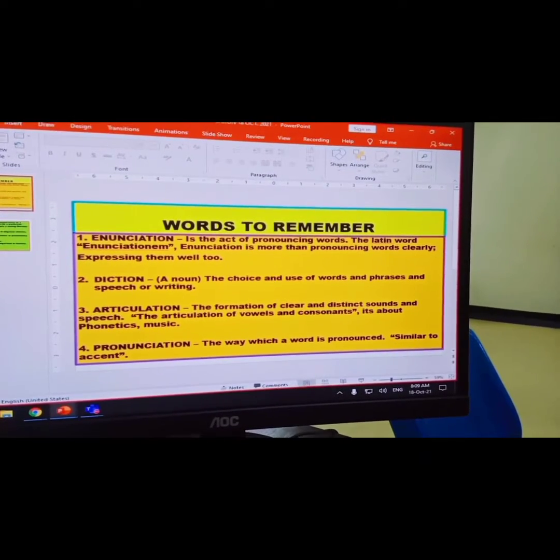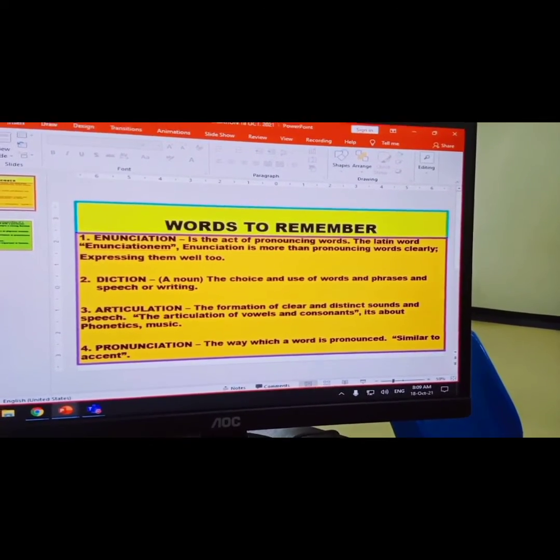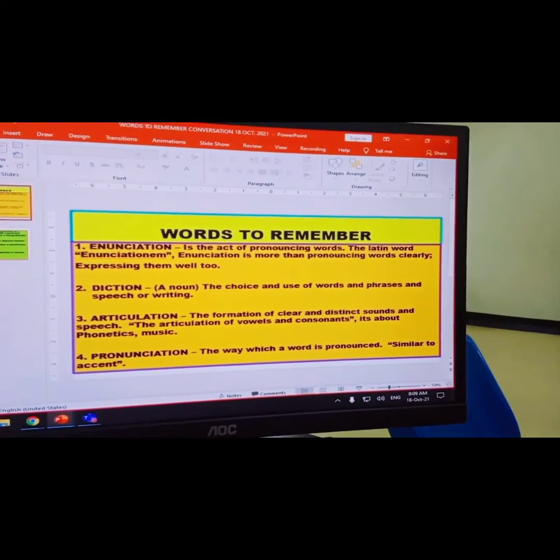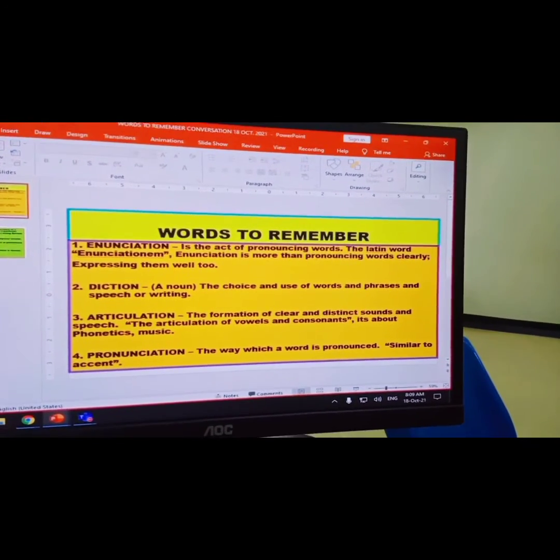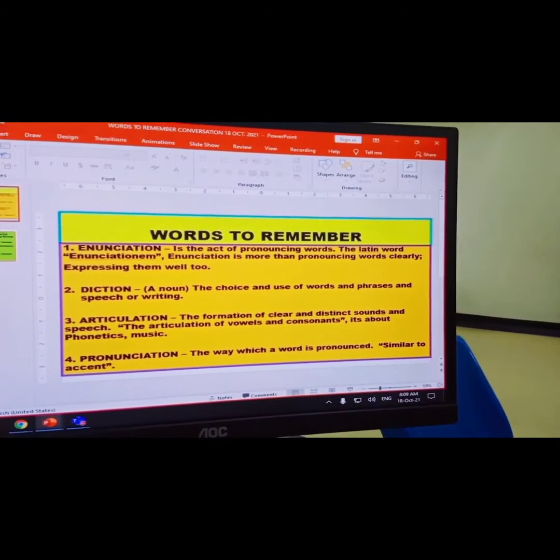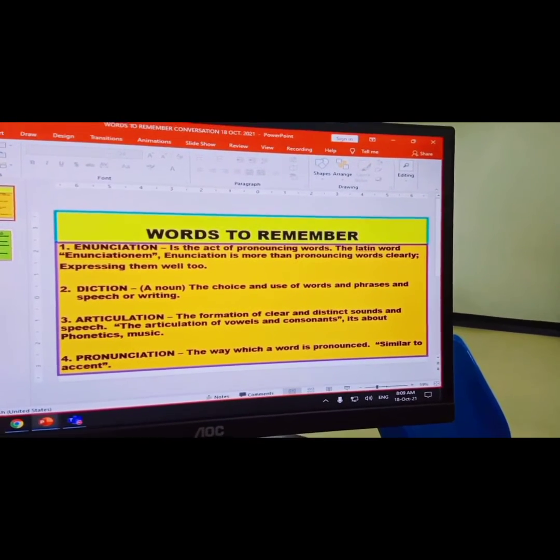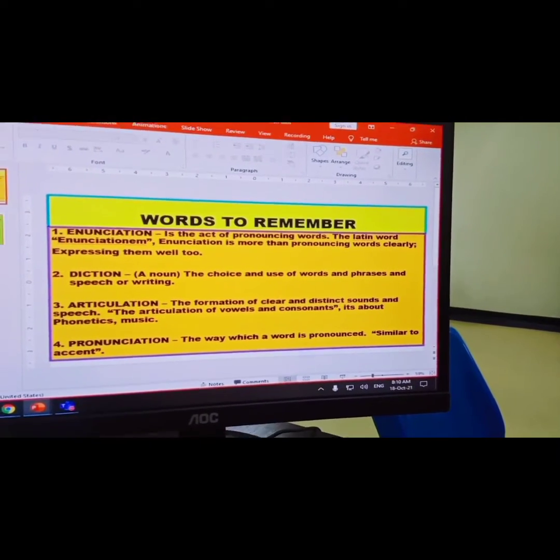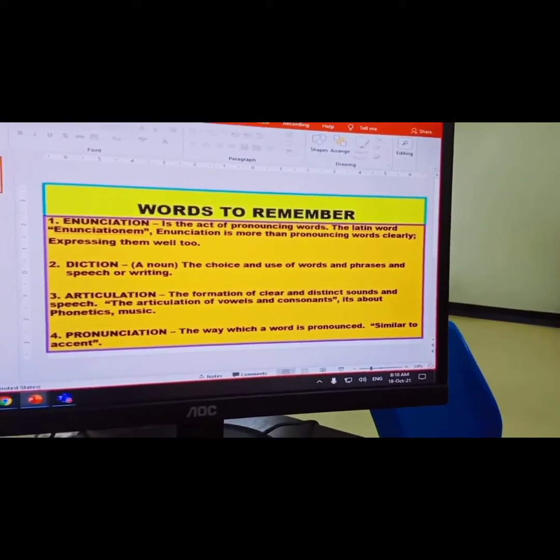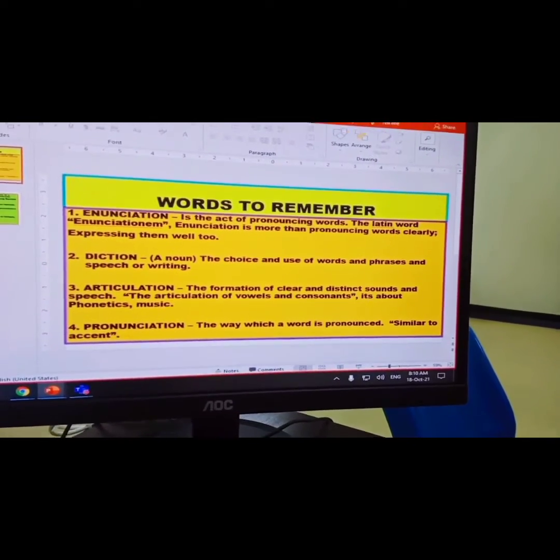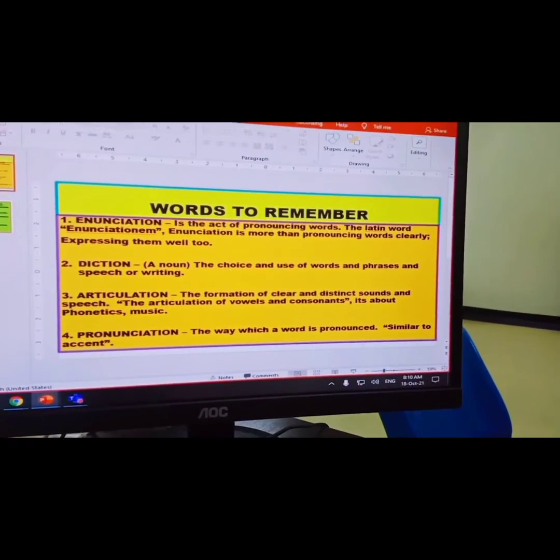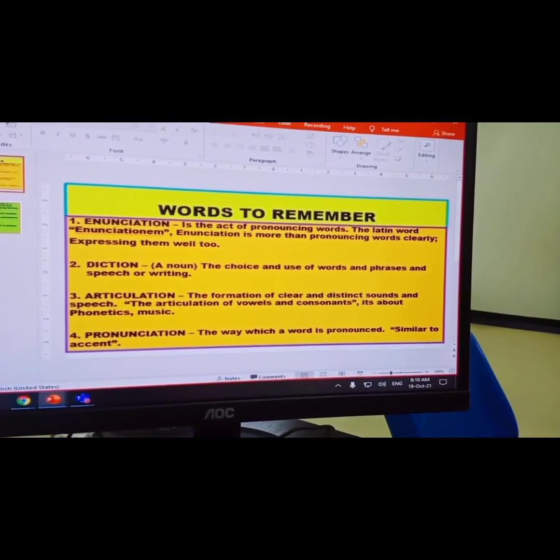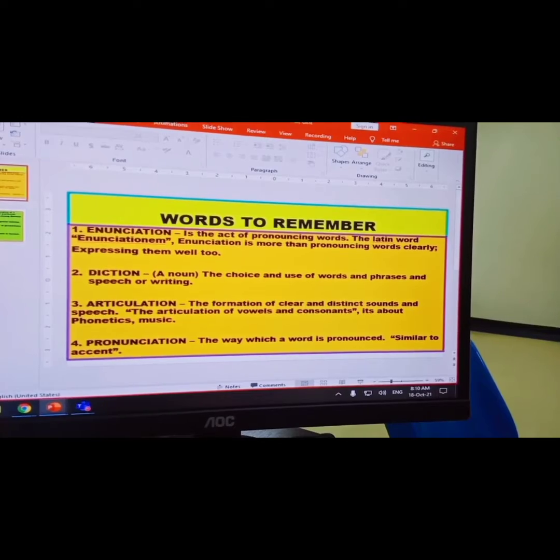We know very well in order to be understood by friends, by students, the teacher must pronounce the words well. Very important. You will never learn if the words that are being discussed are not well pronounced. That is again enunciation, the act of pronouncing words. What is the Latin word? Enunciationem. Okay, so just remember that you have to pronounce it clearly.